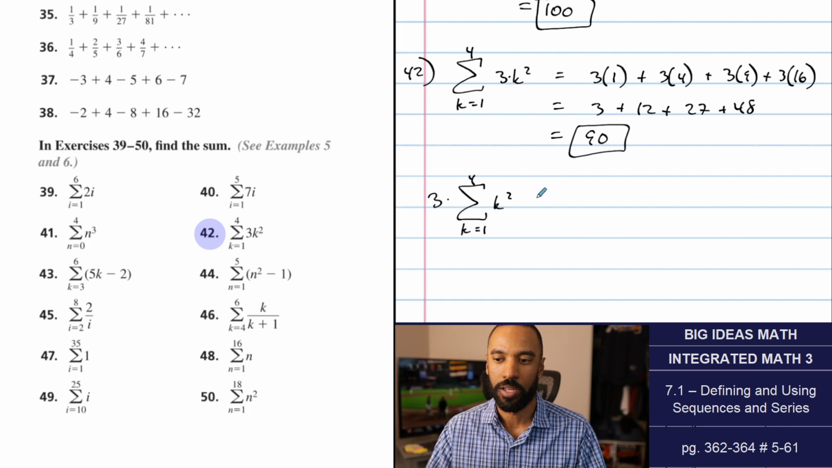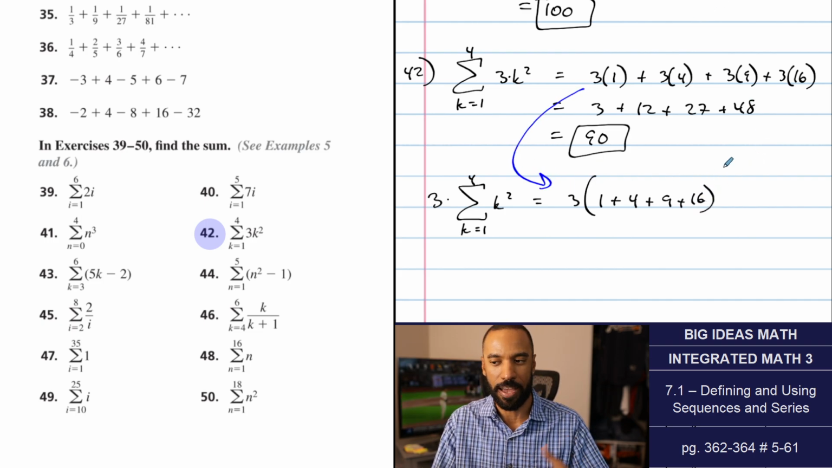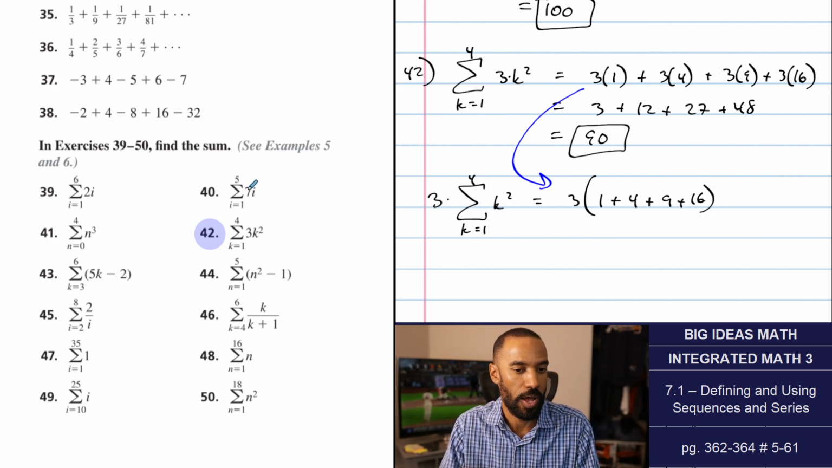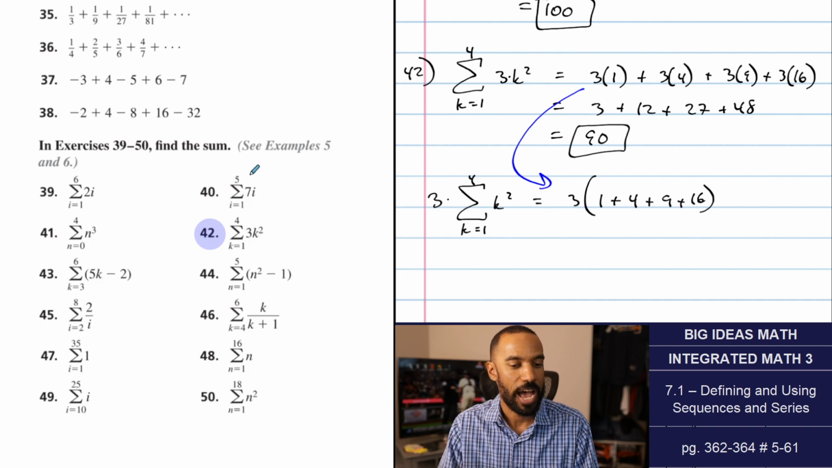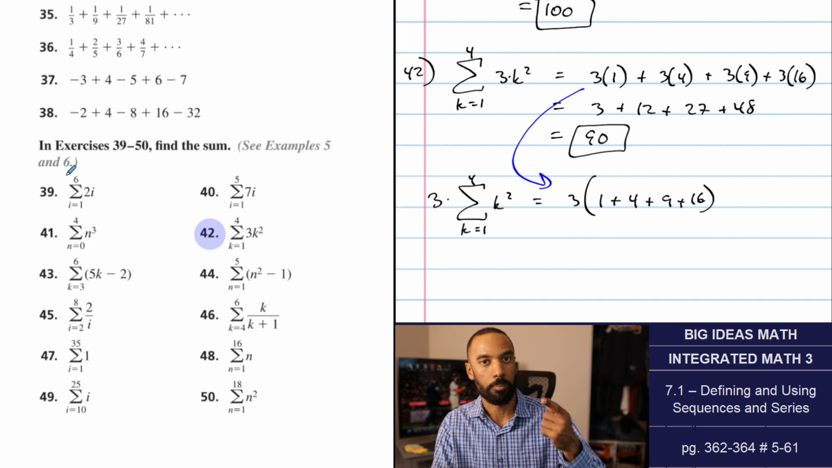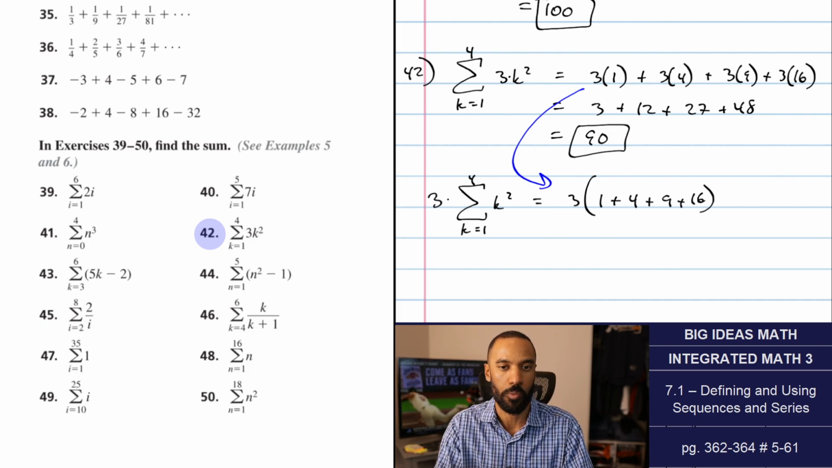And you have the k squared, which means you can do 3 times all those k squared values, 1 plus 4 plus 9 plus 16. And that makes sense because 3 times all those numbers means a 3 can factor out from it. So you can do that there. Now, I could have done that for the first problems as well. I could have done 7 times 1 plus 2 plus 3 plus 4 plus 5. I could have done 2 times 1 plus 2 plus 3 plus 4 plus 5 plus 6. And those are versions that we could have done for those previous ones if we wanted to.